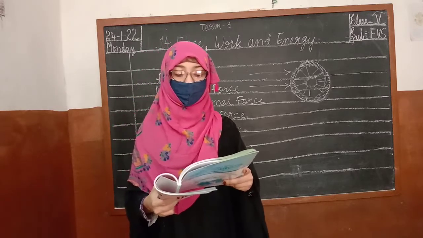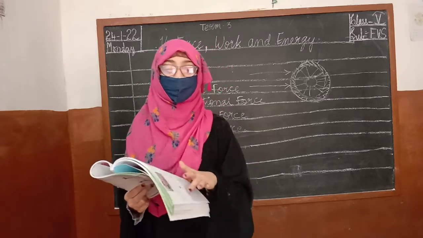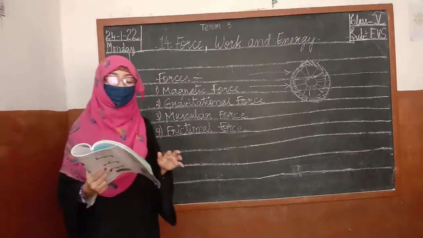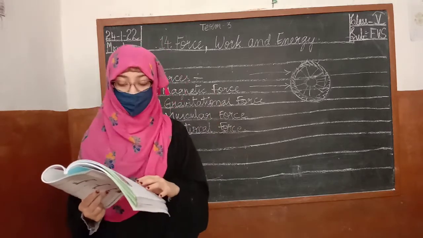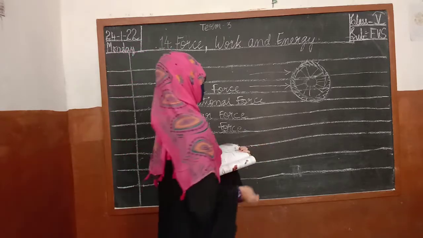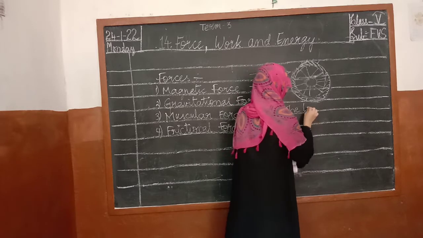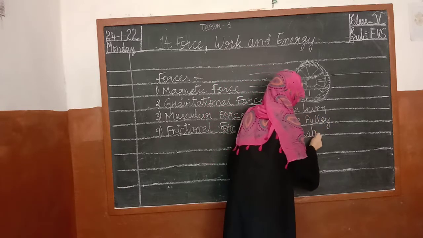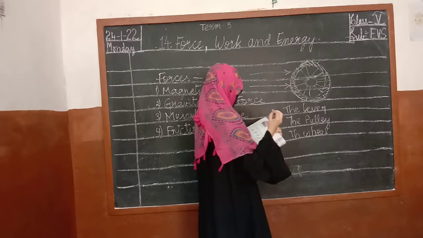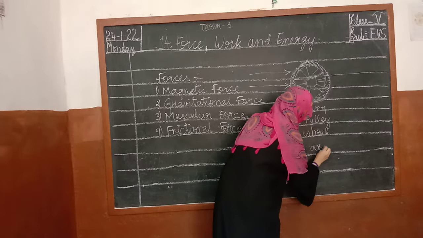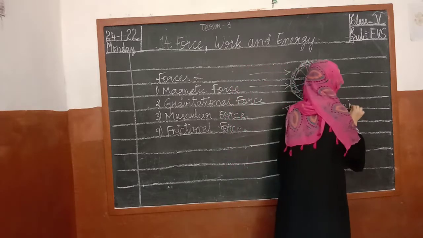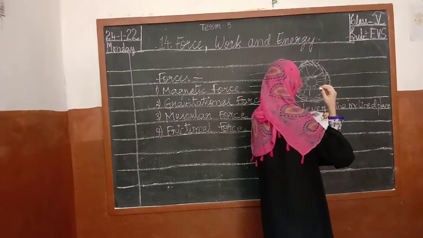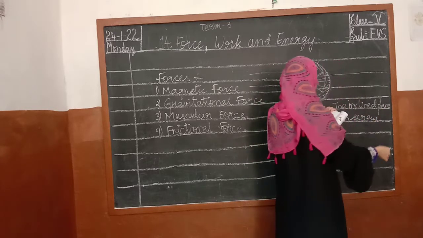Now, simple machines can be grouped into 6 types. These tools can also be classified into different types. We have classified the force in 4 types. Now, simple machines are also classified into different kinds. So, what are they? The lever, the pulley, the wheel and the axle, the inclined plane, the screw, and the wrench.